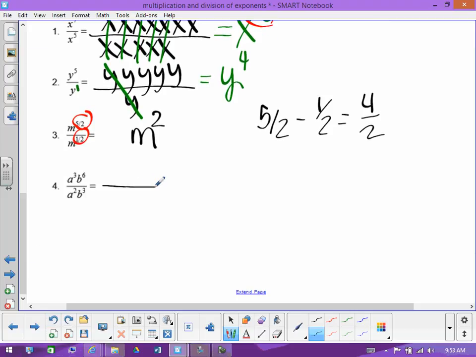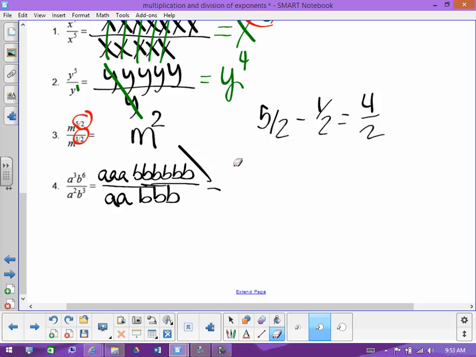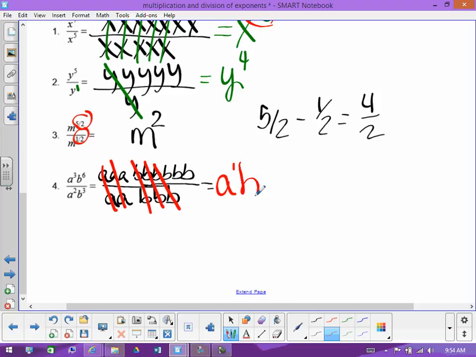That's number 4. Think about my fraction line here. I can write those out. I have 3 A's up here, 6 B's. On the bottom we have 2 A's and 3 B's. If we cancel out, we've got 1 A and 3 B's. Do we have to keep the 1 on the A? Well, you don't have to.